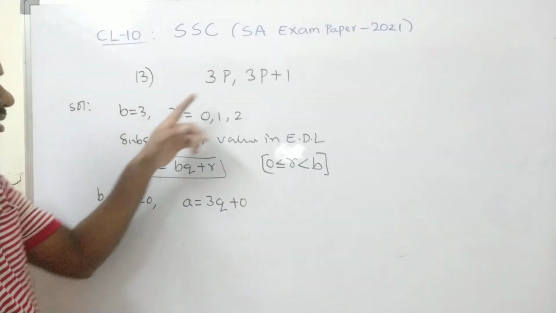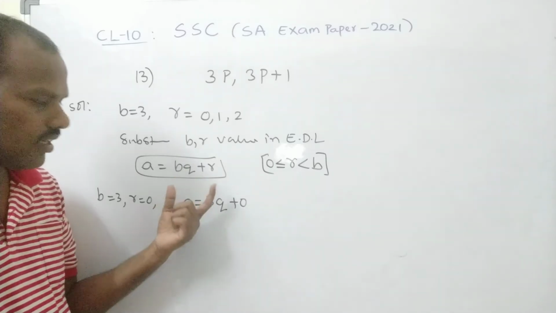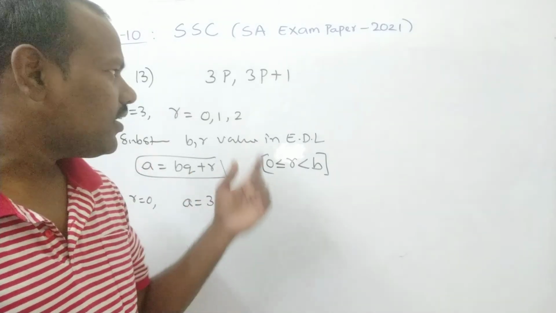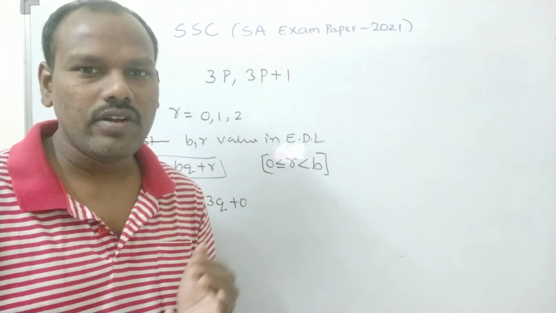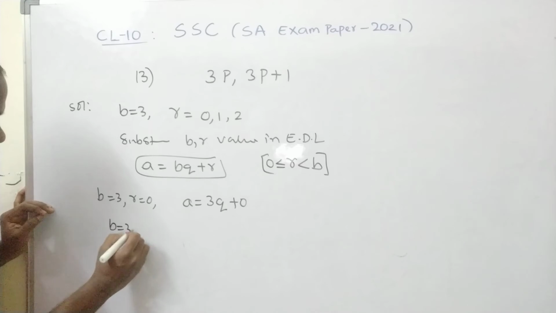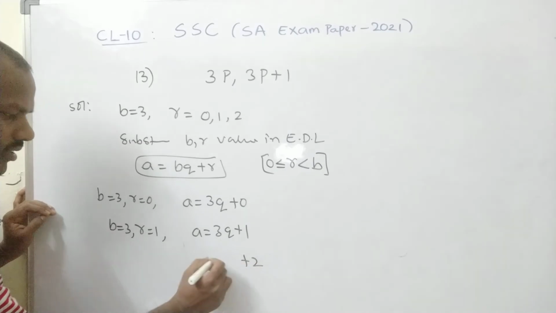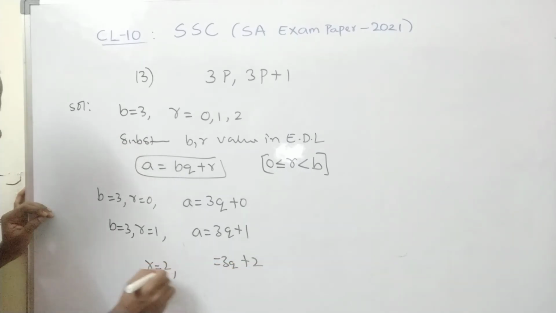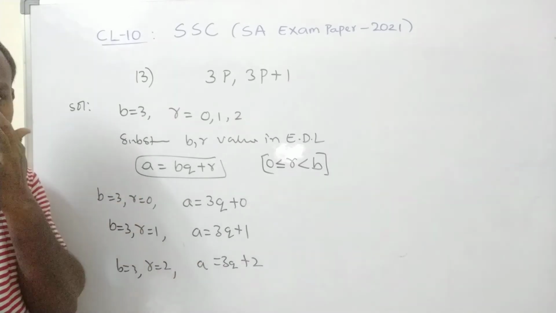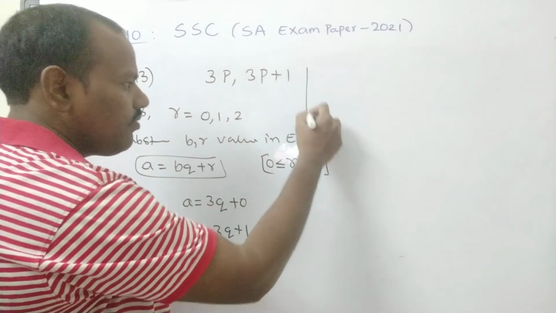So children, since P is asked, some students will keep P here directly, don't keep like that. Always the number should be 3Q, in the form of Q terms only, and ultimately the result we have to show in terms of P, or M, or whatever is given. So 3Q plus 0. And if B is equal to 3, R is equal to 1, we'll get 3Q plus 1. Next one is plus 2, because R is equal to 2 here, B is equal to 3. Very simple, A is equal to 3Q plus 2. So altogether we got 3 numbers, but that is not the ultimate result. We need to apply the square and then decide.